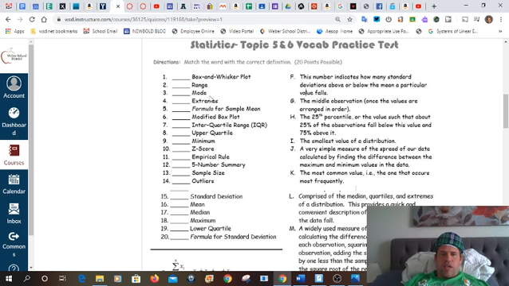Difference between them. Okay, mode, of course, is game mode. Pushing that button over and over. That's the most common value. The one that occurs most frequently is game mode. Extremes is the maximum and minimum. That's the two extremes, max and minimum.